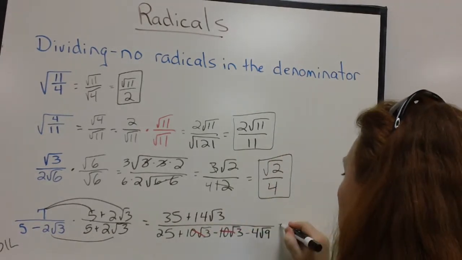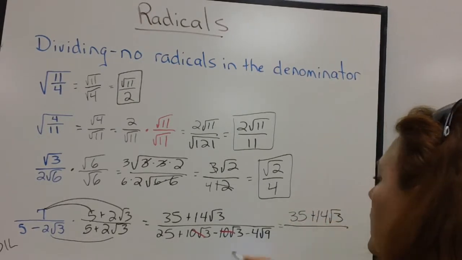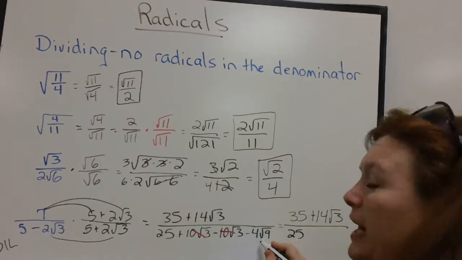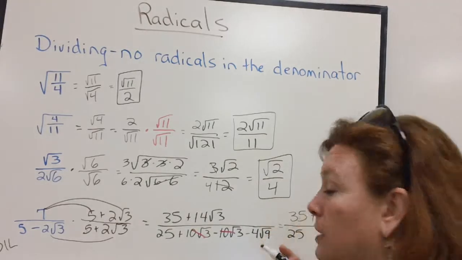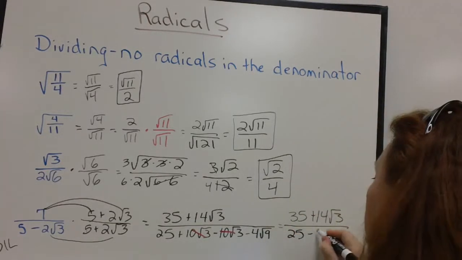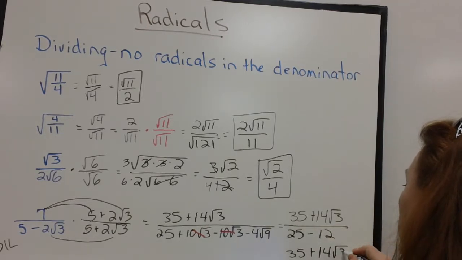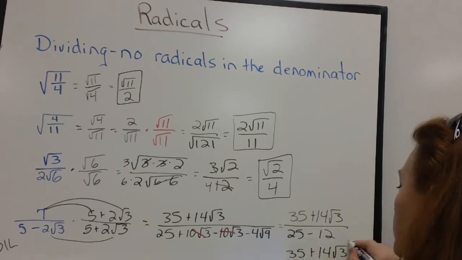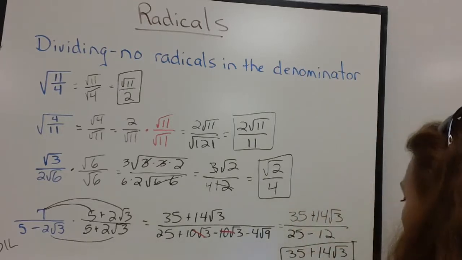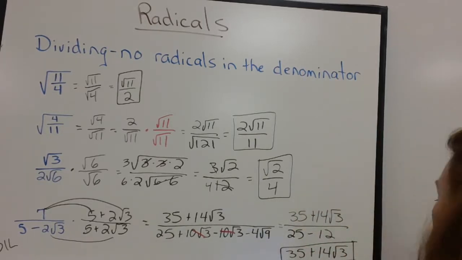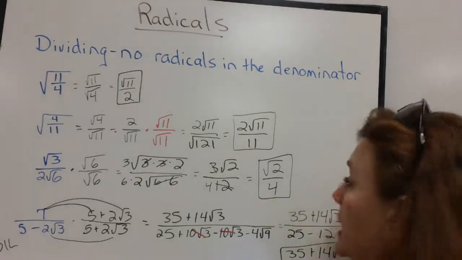Okay, let me just rewrite my numerator: 35 plus 14 square roots of 3. I have a 25, and I have this fun thing. What's the square root of 9? Right, it's 3. 4 times 3 is 12. So I'm left with a final answer, 35 plus 14 square roots of 3 over 13. That was not fun. I get that. That was a really messy problem. But we've got it. We worked it out. They're not always pretty, but that's okay.